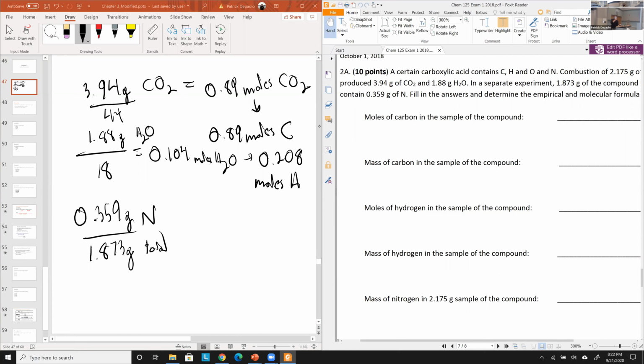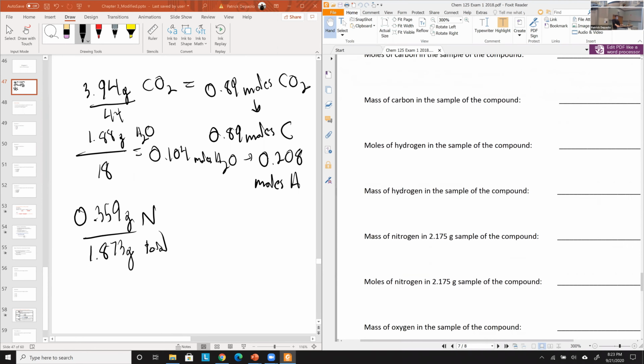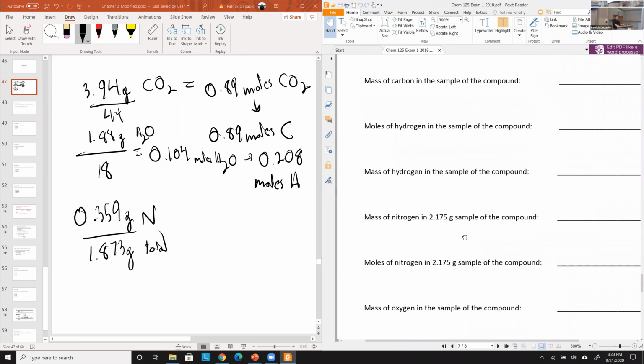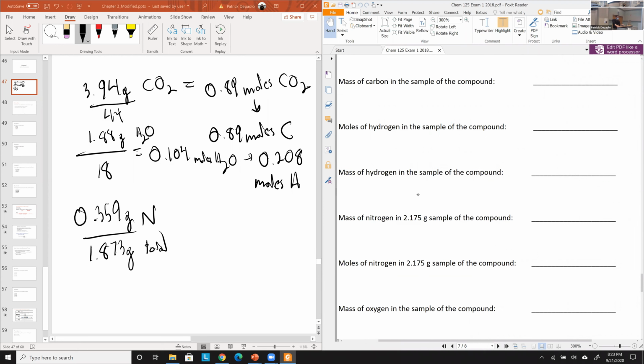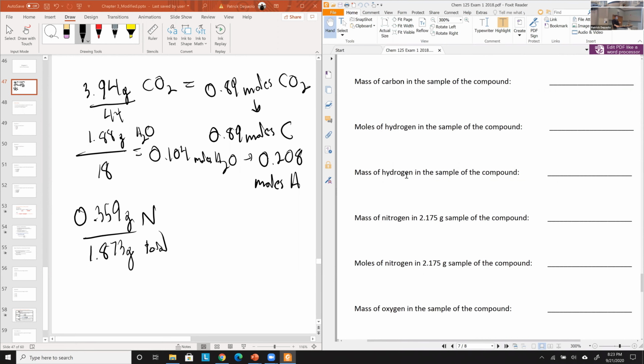Mass of carbon in the sample compound: multiply 0.89 by 12.01 and you get the mass in grams of carbon. Moles of hydrogen in the sample: we look at the water component of the combustion products, and we get 0.208. The mass is 0.208 times 1.008, the molar mass of hydrogen, and you get whatever that is. What's the 44? 44 is the molar mass of CO2. Sorry I did that part a little fast because I repeated it from the last problem.